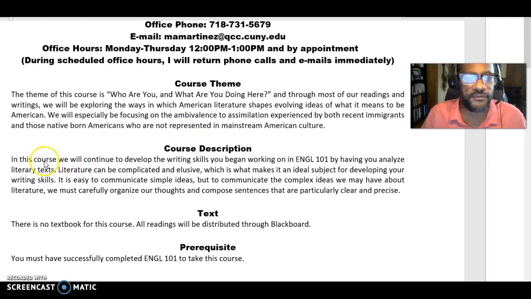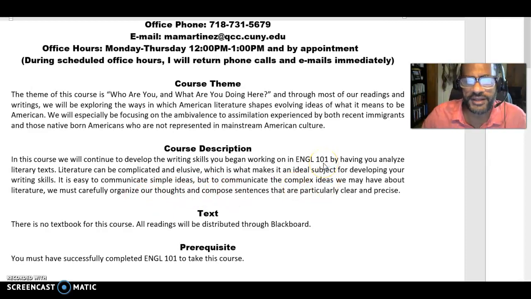If we look down here into the course description, it says, in this course we will continue to develop the writing skills you began working on in ENGL 101 by having you analyze literary texts. Literature can be complicated and elusive, which is what makes it an ideal subject for developing your writing skills. It's easy to communicate simple ideas, but to communicate the complex ideas we may have about literature, we must carefully organize our thoughts and compose sentences that are particularly clear and precise.